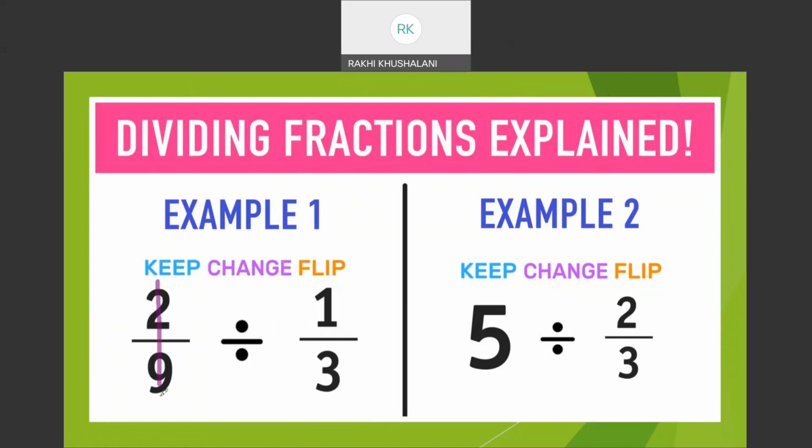Keep, change, and flip. That means this will become 3 by 1. This can also be written as 5 by 1. Keep, change, and flip. That means 3 by 2.